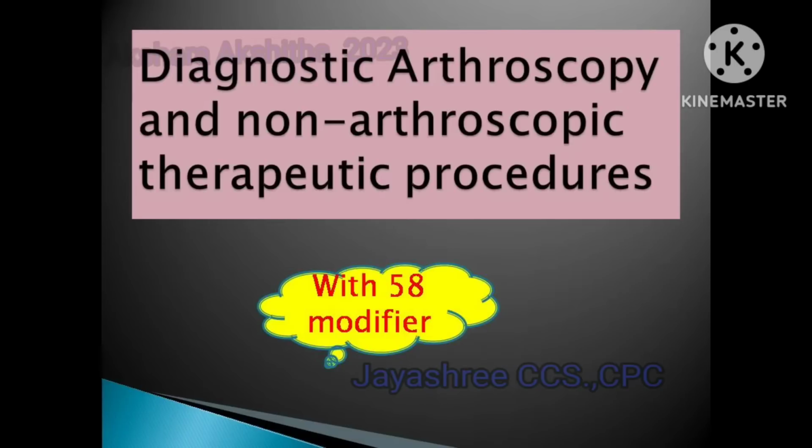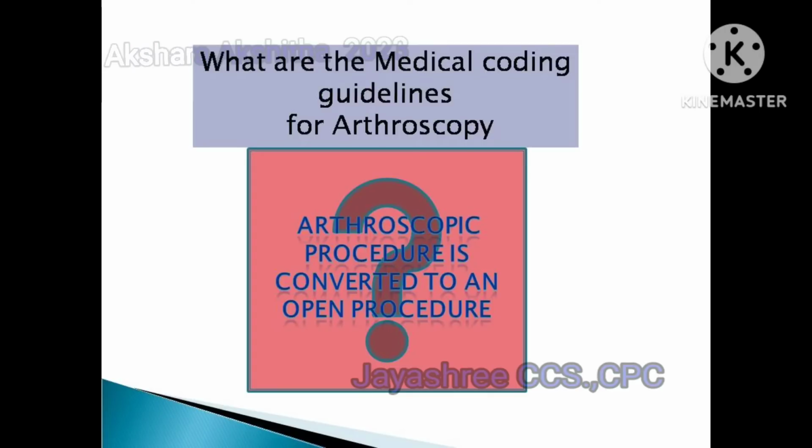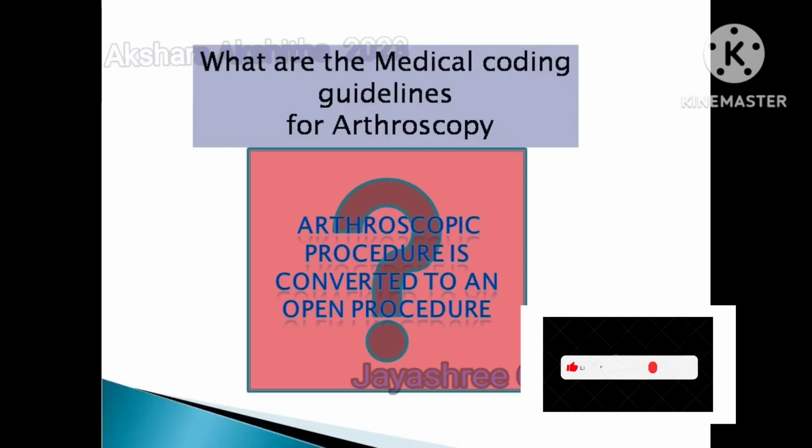I tell this point continuously in each chapter, because this is a basic guideline. Whenever arthroscopy is converted to the open method, only the open method we have to code. As I told you in the previous video, one method is started by the doctor, but it fails and another method is used. Whichever method the doctor completes, we have to bill that method as the final CPT code. So if the arthroscopy procedure is converted to an open procedure, only the open procedure may be reported.